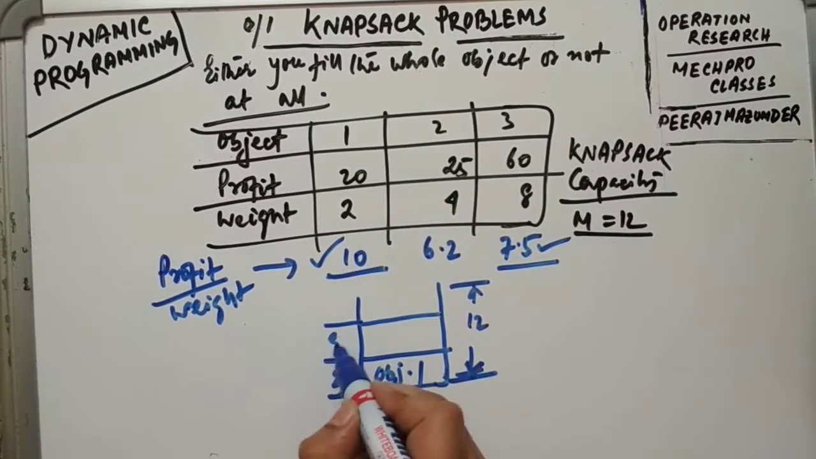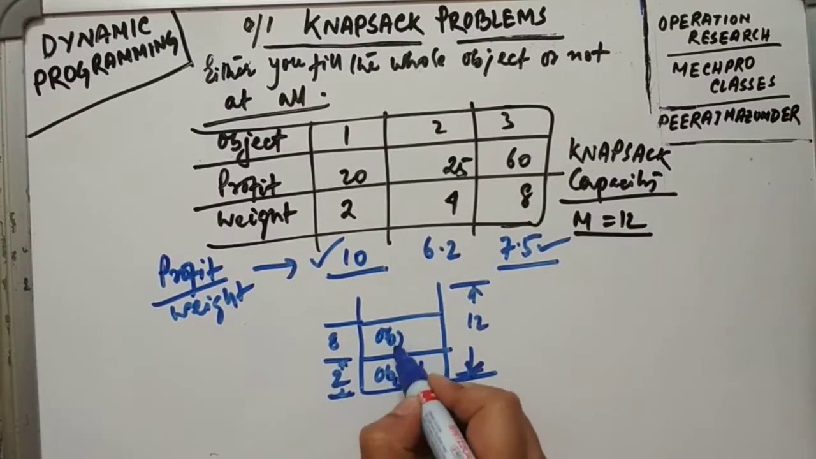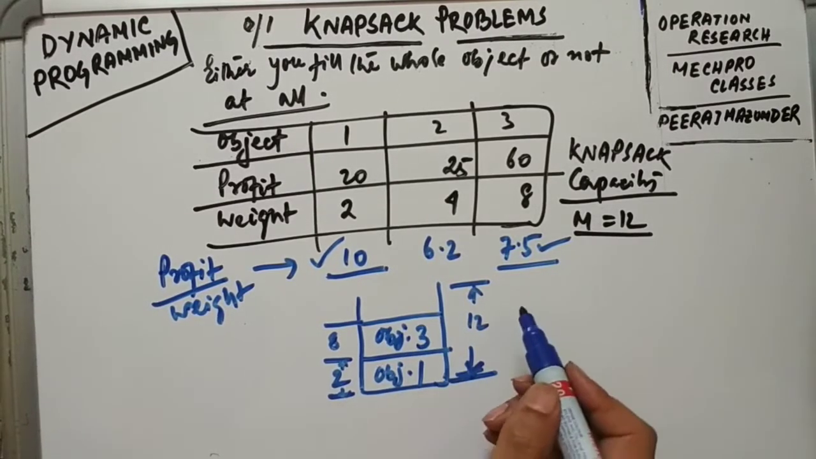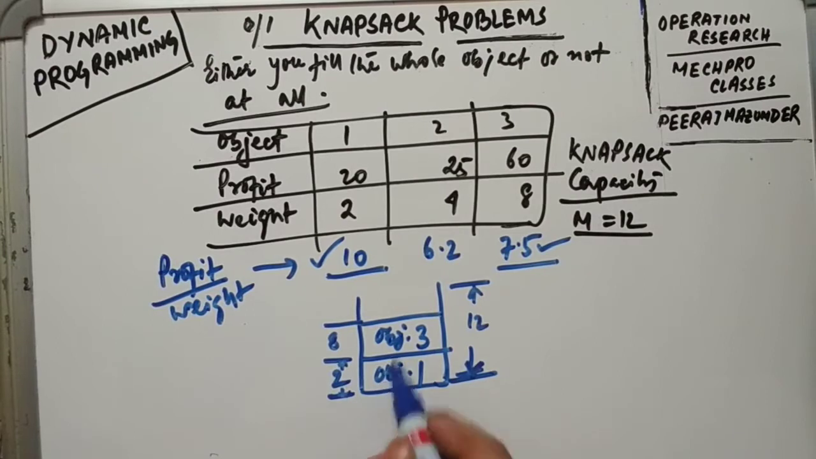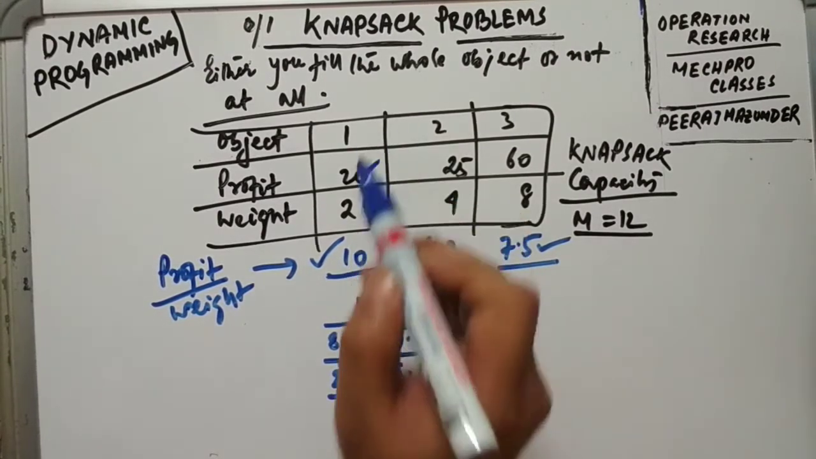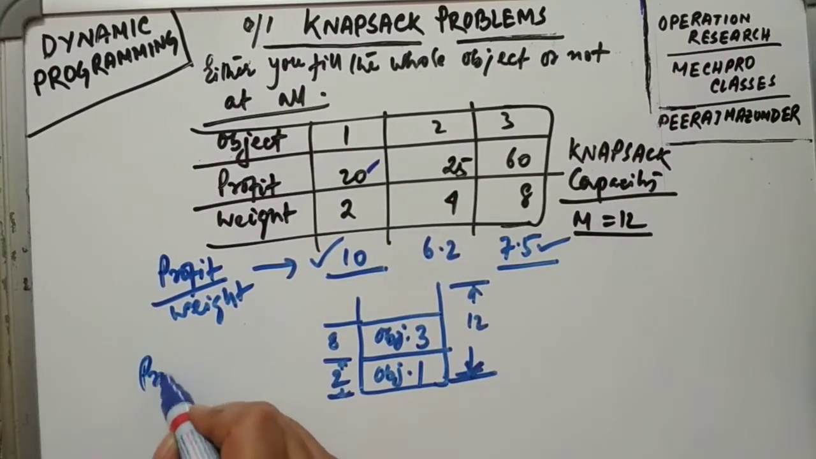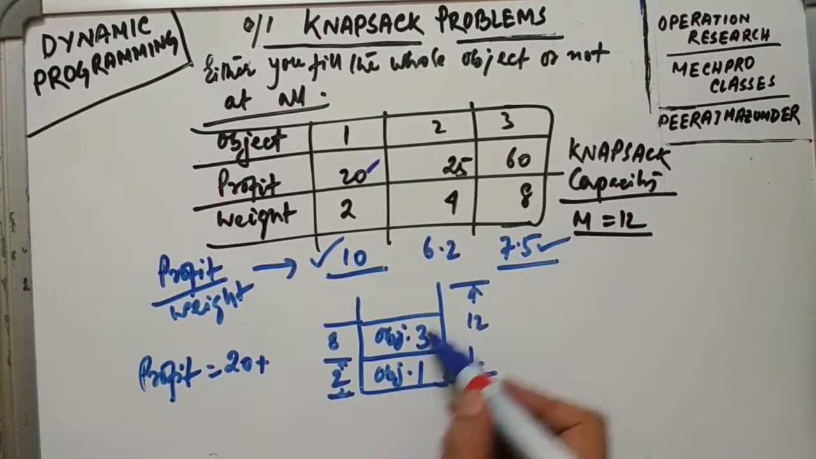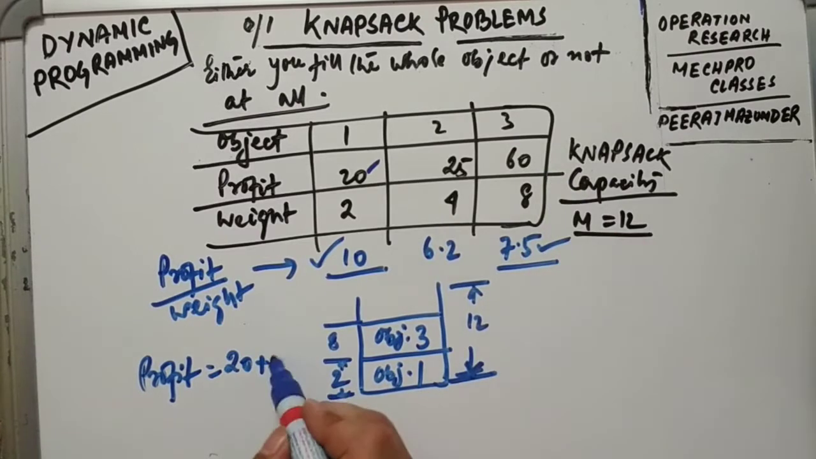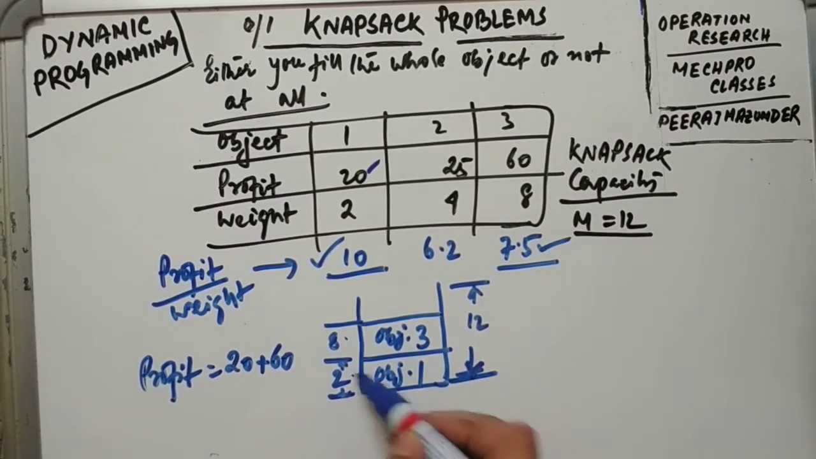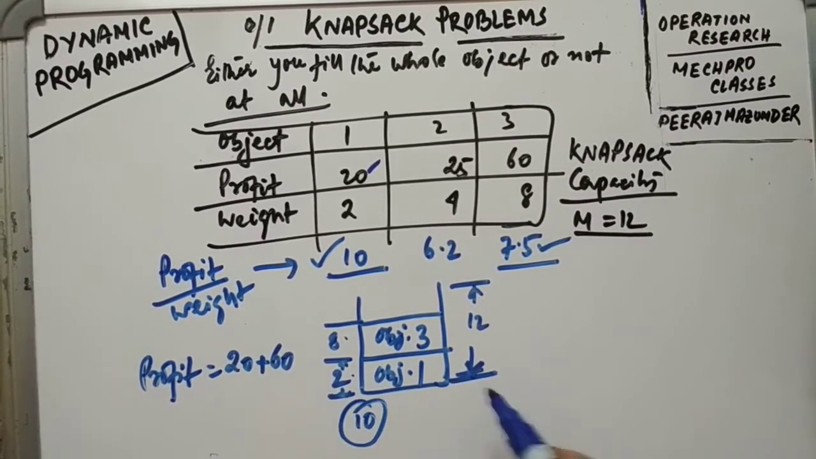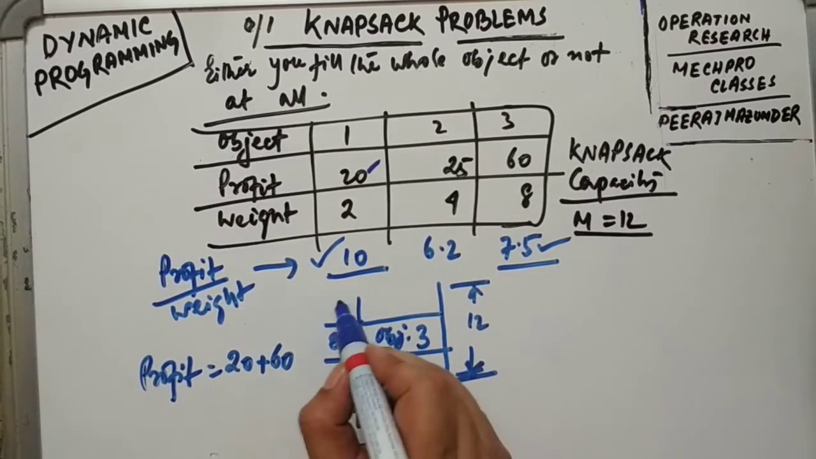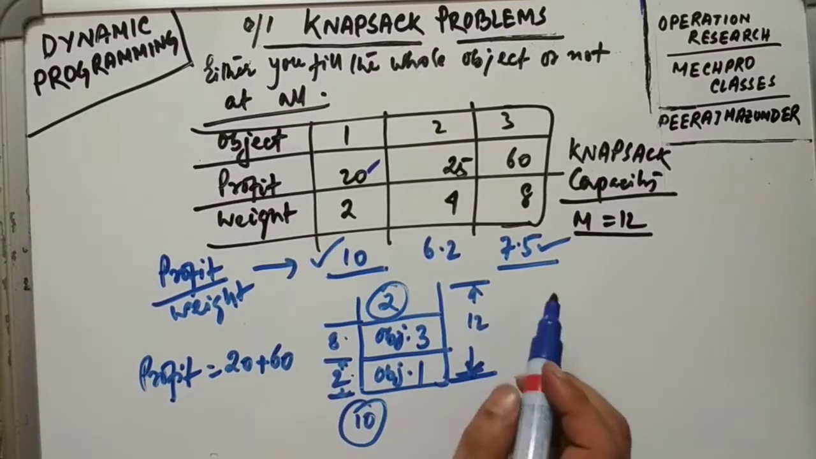So this becomes 8. Now the object is 3 as well. So for the first object we have profit of 20, plus for the third object we have profit of 60. Now 8 plus 2, that is 10, we already have. Now the remaining is only 2 units of capacity.